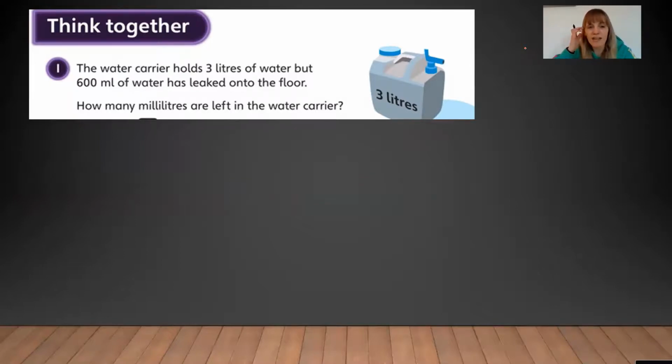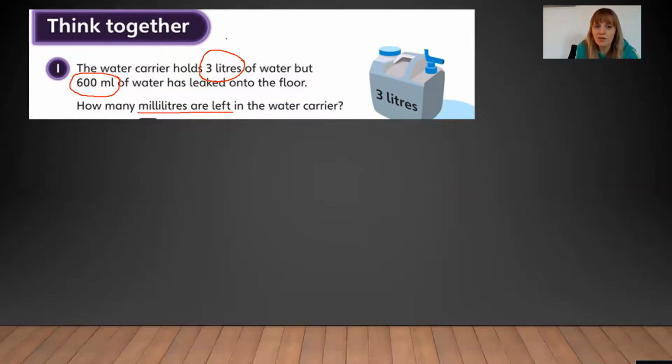So the water carrier contains 3 litres of water, but 600 millilitres of water has leaked onto the floor. How many millilitres are left in the water carrier? Now, these are always going to try and catch us out by looking at different units of measure. So this one says 3 litres of water to start with, but 600 millilitres falls out. And this wants us to tell us how many millilitres are left.